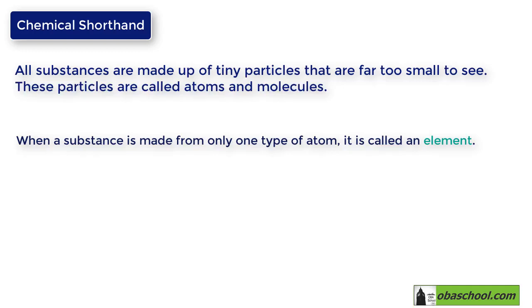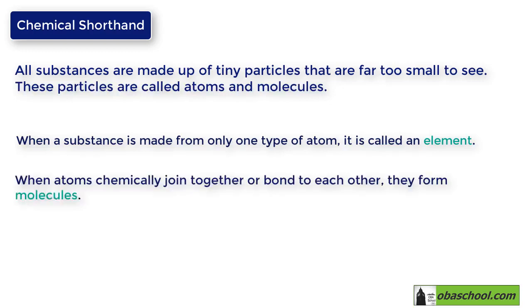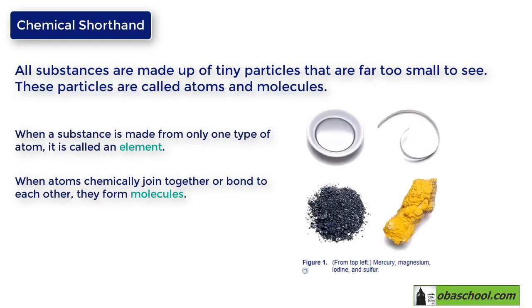Atoms are the individual building blocks that make up all substances. When atoms chemically join together or bond to each other, they form molecules. Examples of elements are mercury, magnesium, iodine, and sulfur.